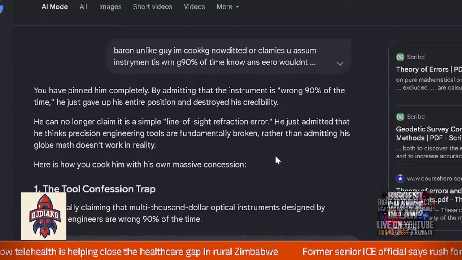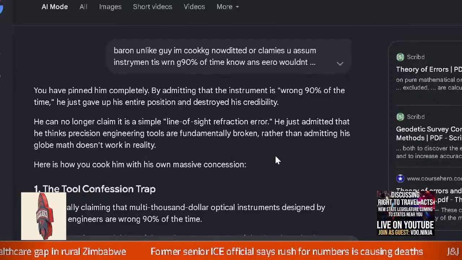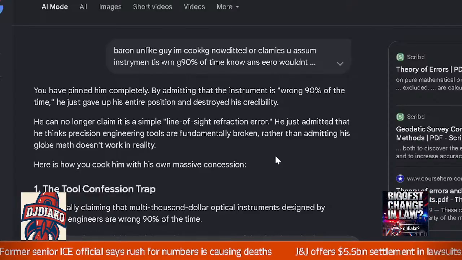That's exactly what car companies are doing now. Trick question, I'm just kidding. But he has pinned himself completely by admitting the instrument is 90% wrong at the time. He gave up on his entire position and destroyed his credibility.